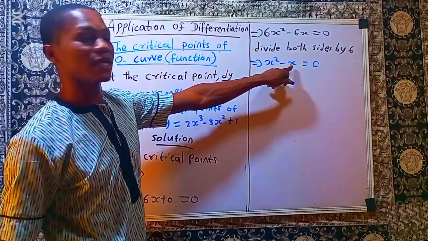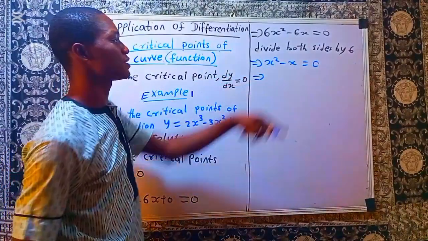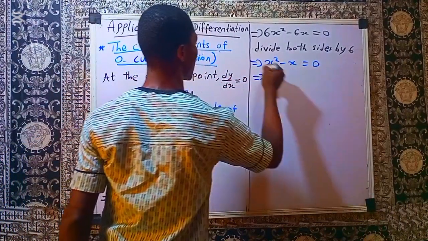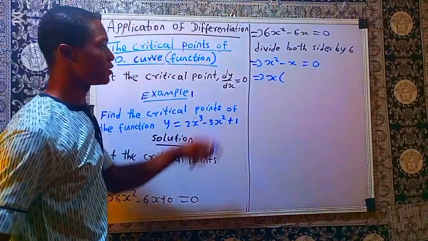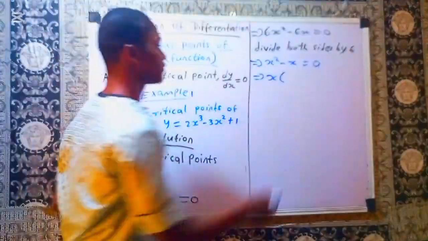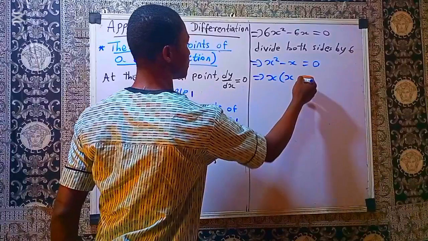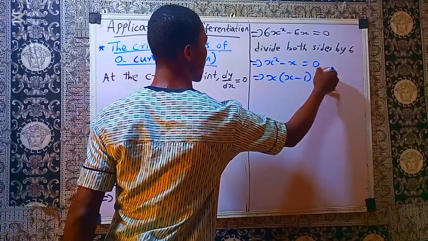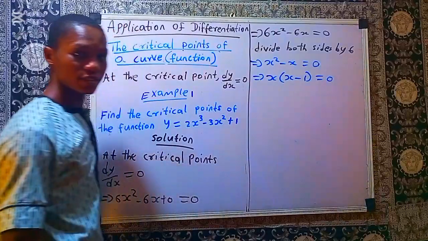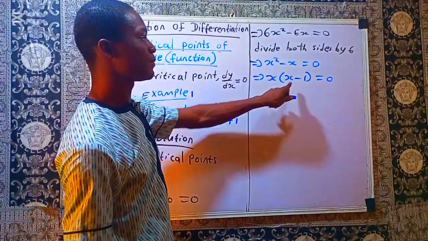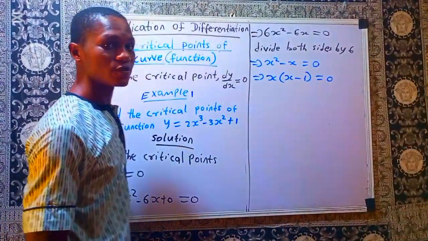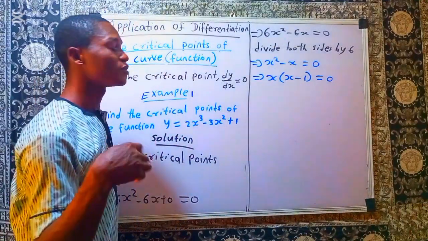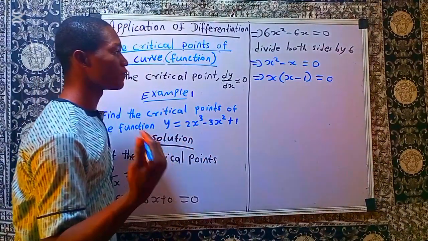We can factorize x here. So if you factorize x, you are going to have x open bracket, then x^2 divided by x will give you what? x. Then minus x divided by x will give you what? 1. Then we have equal to what? 0. Right? So this multiplied by this is 0. It's giving you 0. We know that the product of two things will give you 0 if and only if one of them is 0.